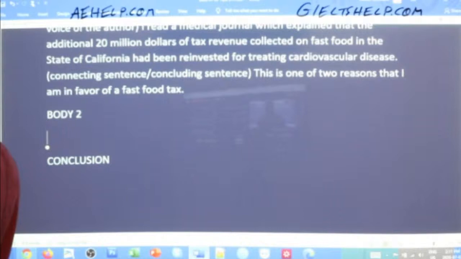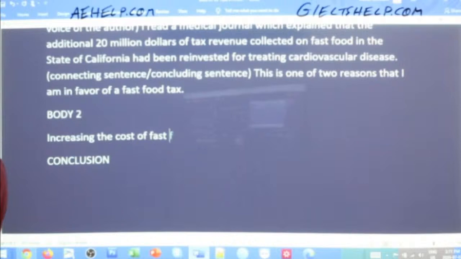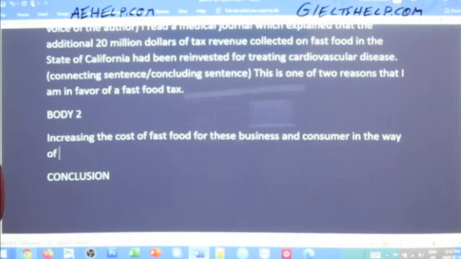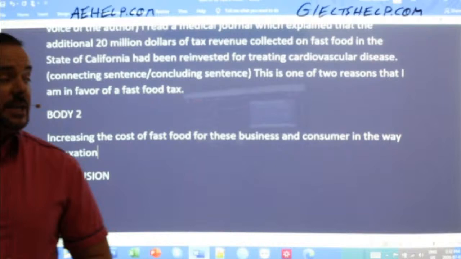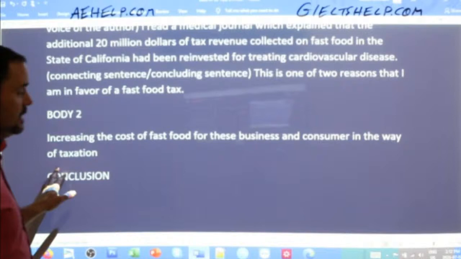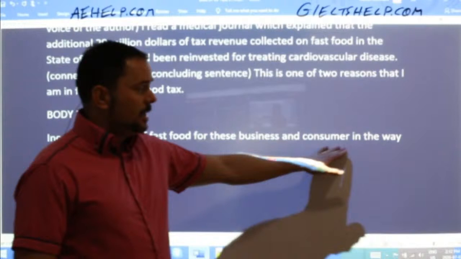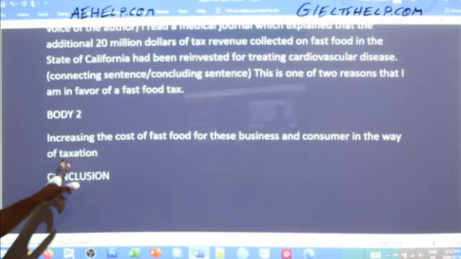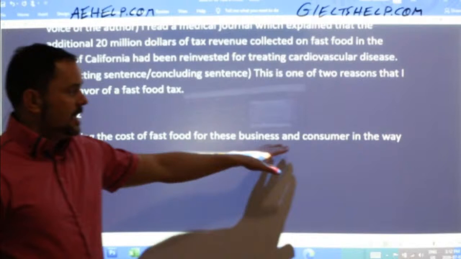Yeah, so increasing the cost of fast food for these businesses and consumers in the way of taxation. I've used this expression or this phrasing twice because I want to teach it to you. So in the way of means in the form of, by doing this. Remember this, it's quite a useful connective. So in the way of taxation, and it's followed by the noun.